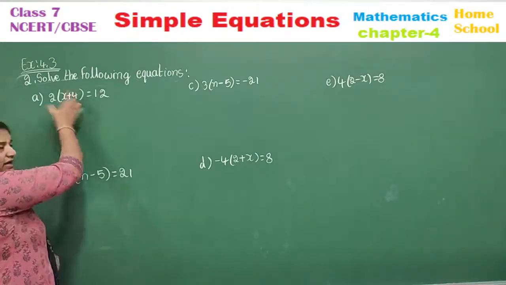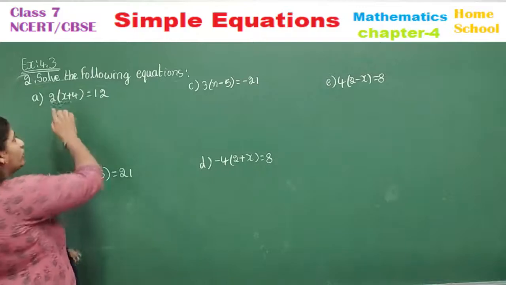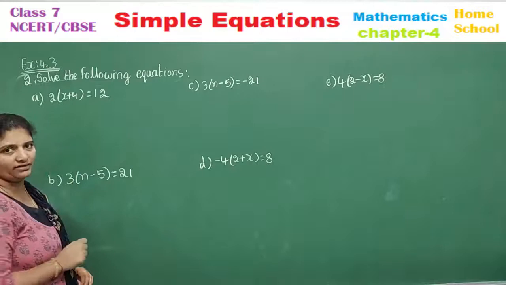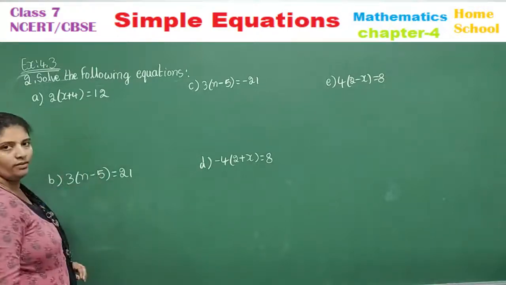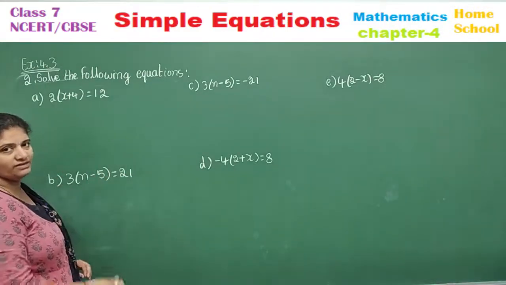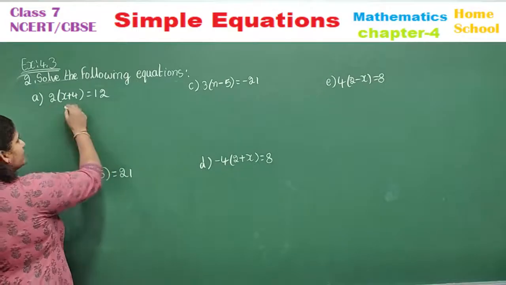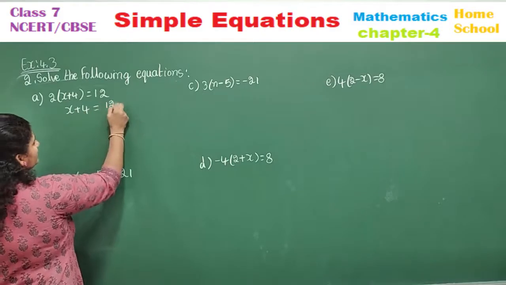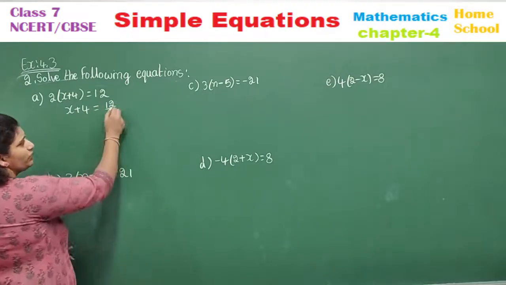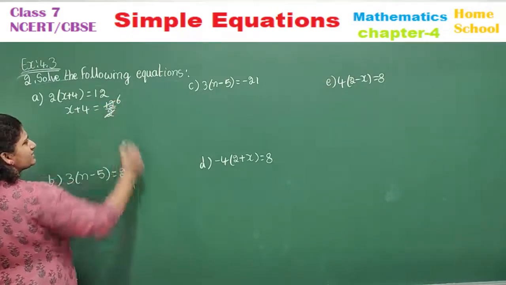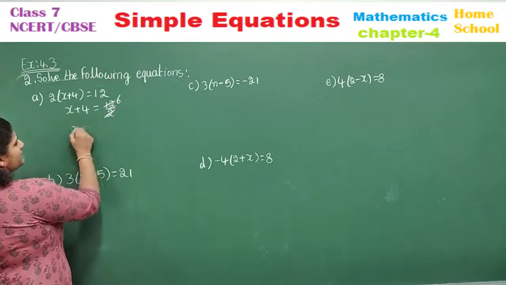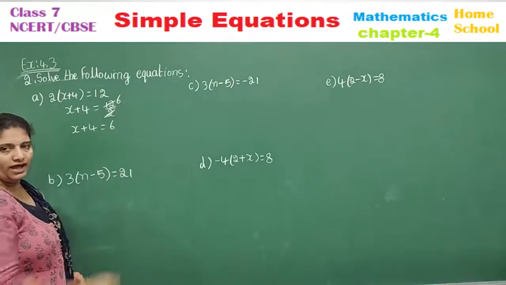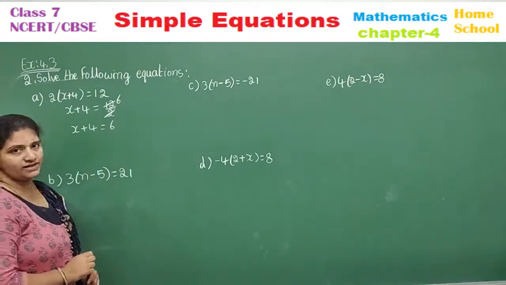Observe here the bracket. Other than the bracket, what do you have? 2. Where is it? 2 is multiplied. First remove this 2 by transposing to the other side. Multiplication, if it goes to the other side, becomes division. x plus 4 is equal to 12 by 2. 2 1s are 2, 2 6s are 12, cancel. x plus 4 is equal to 6.